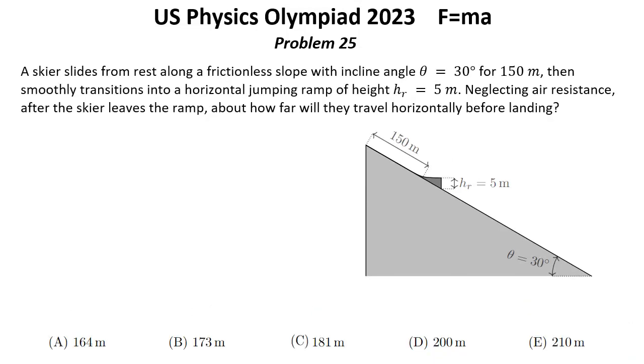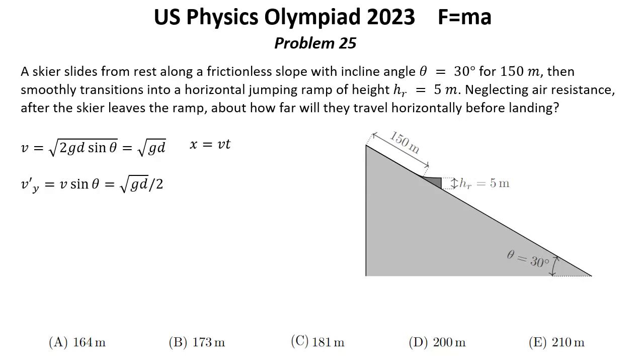Solution for problem number 25. Upon leaving the ramp, the skier has a speed v equal square root of gd. From there, the skier travels a horizontal distance x equal vt, where t is the time of flight. To find this time, it's better to use a coordinate system where the x direction is along the slope and the y direction is perpendicular to the slope.